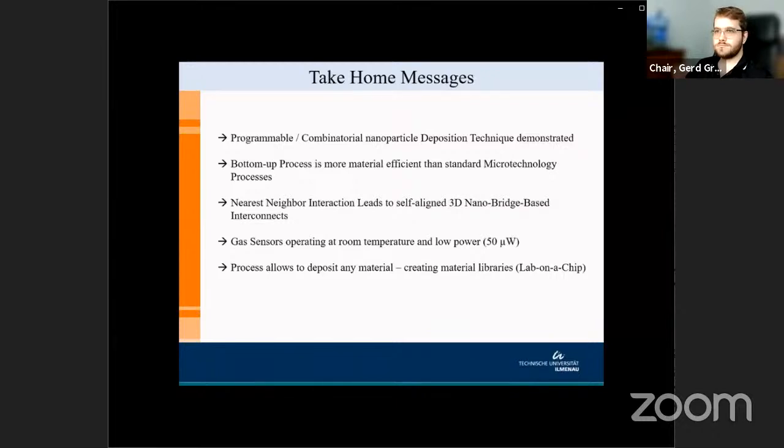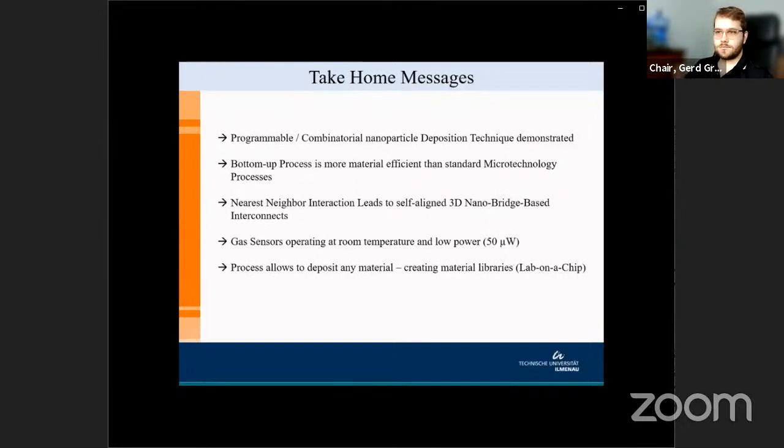We showed nearest neighbor interaction. We made some simulations to understand and show how these self-aligned structures are growing and forming interconnect-like structures, for instance, bridges. The gas sensors which we showed operate at room temperature and are low power, with power consumption of about 50 microwatts, which is very much in tune with what is shown in literature for low power sensing.